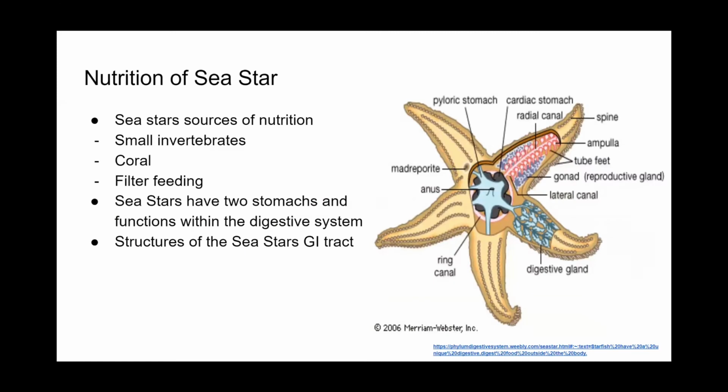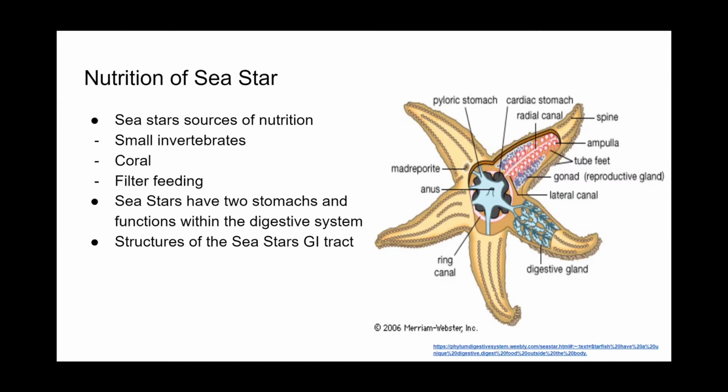Sea stars feed on clams, sponges, oysters, snails, and other small invertebrates. Some species of sea stars also feed on coral. Other species filter feed for small organisms like plankton. Because the sea stars have the capability of capturing food from other organic complexes, the sea star is a heterotroph.